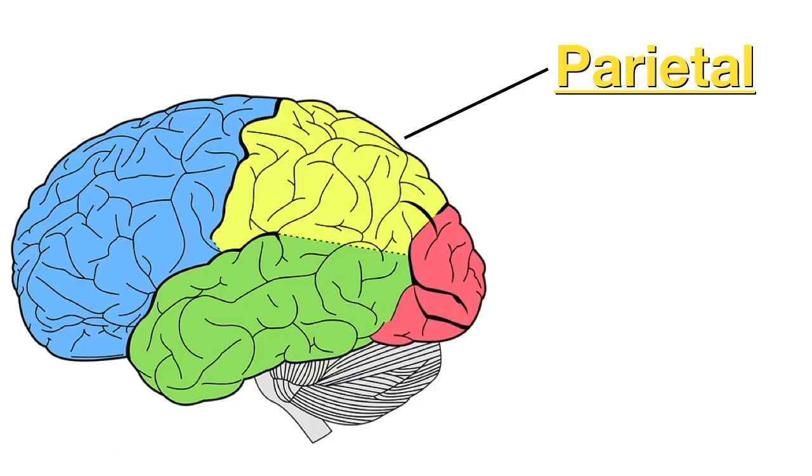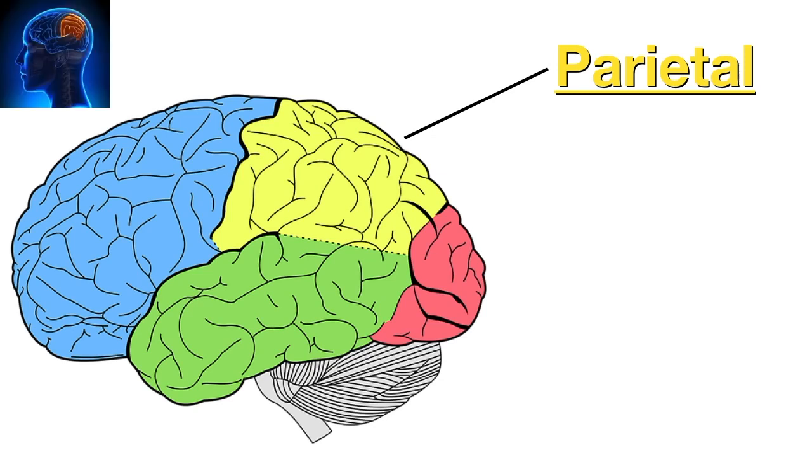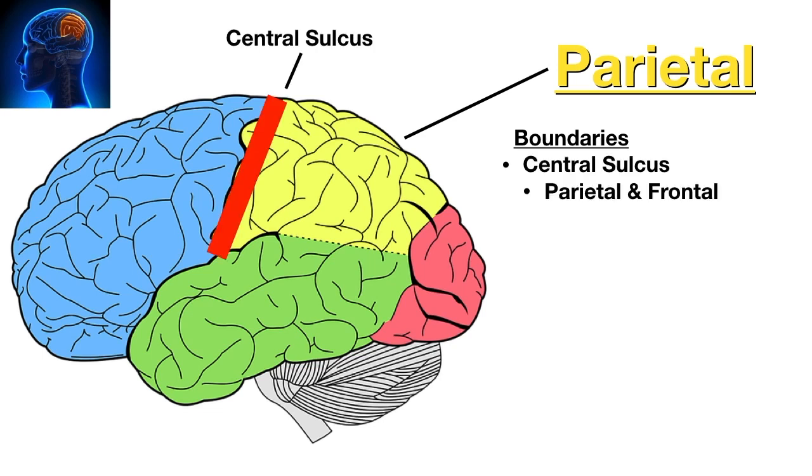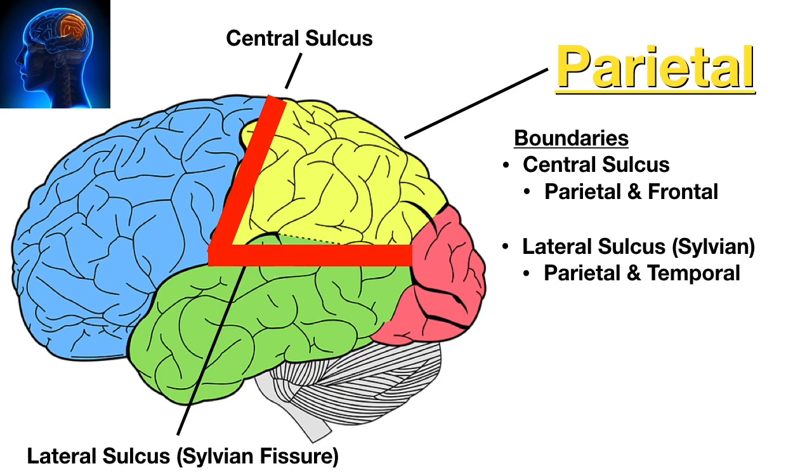The other three lobes are going to be more involved with sensory functions rather than motor, and we're going to start off with the parietal lobe. The parietal lobe sits right behind the frontal lobe, and there's a few boundaries to know. Two of them we've already talked about, so that makes it easier. The first one is the central sulcus. Remember, this is going to separate the parietal lobe from the frontal lobe. The second one is the lateral sulcus or Sylvian fissure, and this is going to separate the parietal lobe from the temporal lobe.